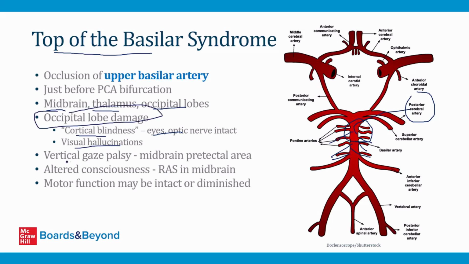You can also sometimes see a vertical gaze palsy in the top of the basilar syndrome. This is because of the pretectal area of the midbrain, which is what coordinates vertical gaze, meaning having both eyes look up or down together, different from horizontal gaze where we're looking left or right. And then finally, there's a portion of the reticular activating system found in the midbrain, and if this becomes ischemic, that can lead to altered consciousness.